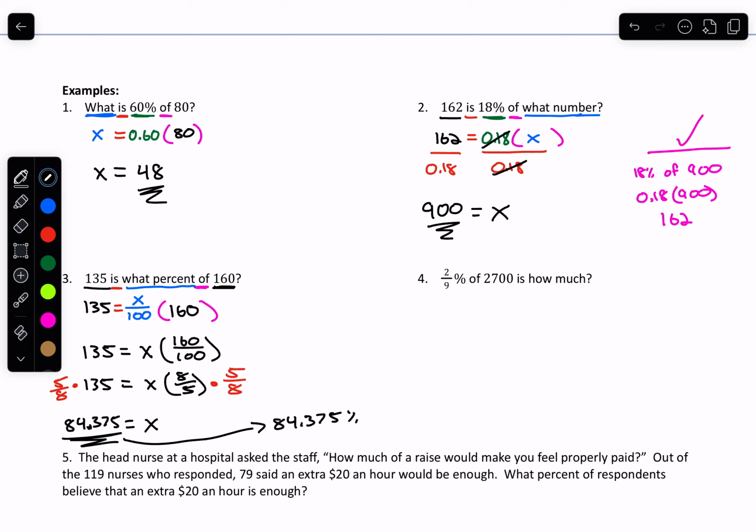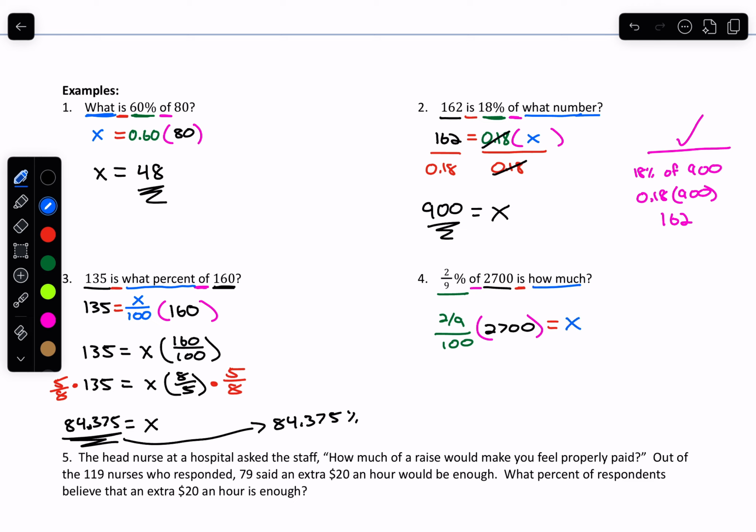All right, number 4, we have 2/9% of 2,700 is how much? So we're going to convert 2/9% into a fraction by making it 2 over 9 divided by 100. We can convert it to a fraction by just writing it over 100. The word of means multiply, so I'm going to put parentheses to represent that multiplication. The number 2,700 is going to go inside of those parentheses. 2/9% of 2,700 means to multiply by 2,700. The word is means equals, and how much is the amount we don't know, so we'll call that x.